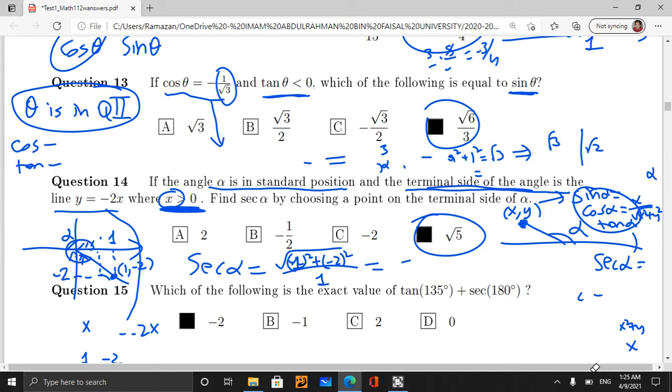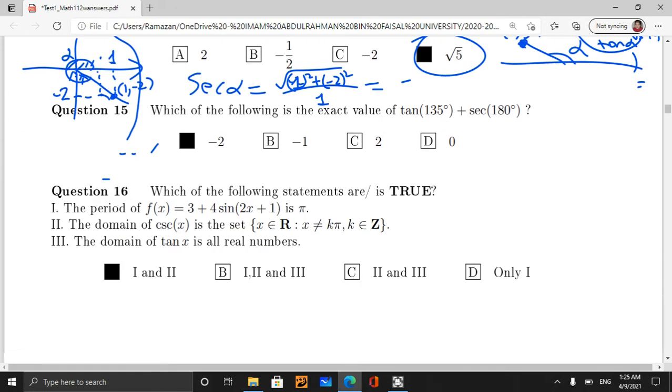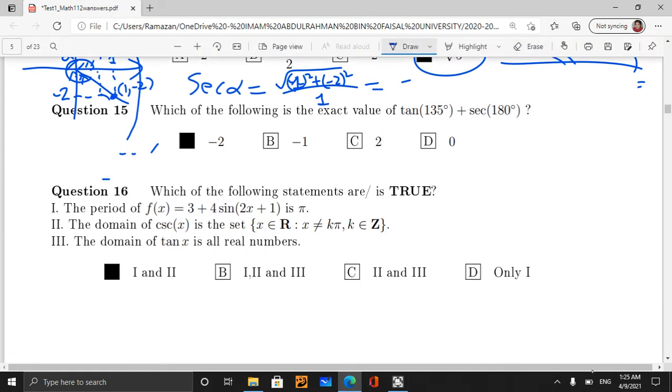Okay, what is the value of tangent 135 plus secant 180 degrees? Let's try to solve this one by using the reference angle. Tangent 135 has a reference angle of 45 degrees, so this will be equal to tangent 45, but is it plus or minus? Here, tangent is negative, so it has to be equal to minus tangent 45, which is minus 1.